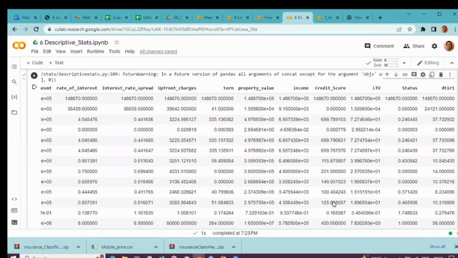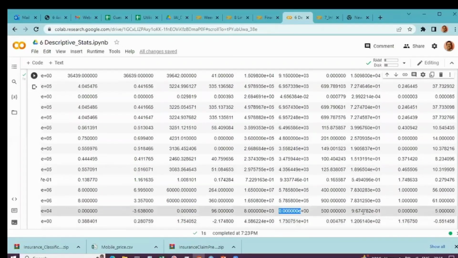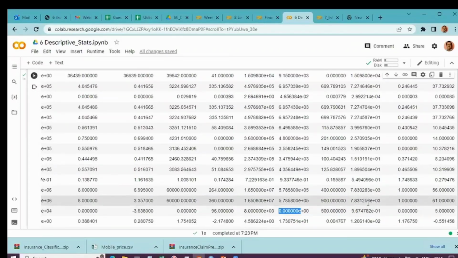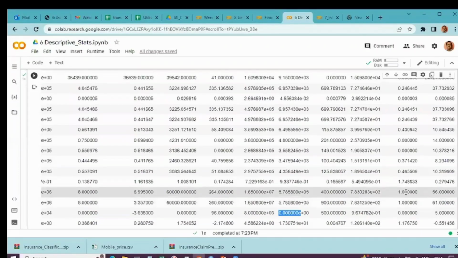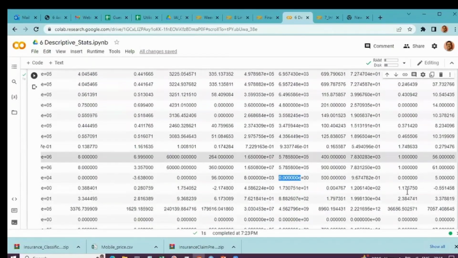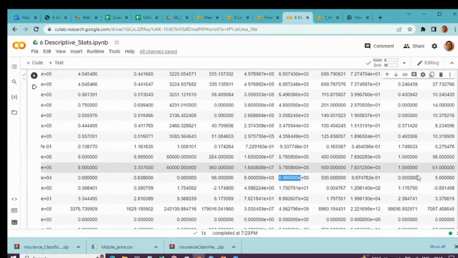Loan to value ratio is lying between 0.96 to almost 7,800. So it looks like there are some cases where, compared to the value of the property, the loan given has been significantly higher. We don't know whether those kinds of loans are typically defaulting to a large extent or not. And then we have a status which is just a 1 or a 0. So the minimum is 0, maximum is 1.